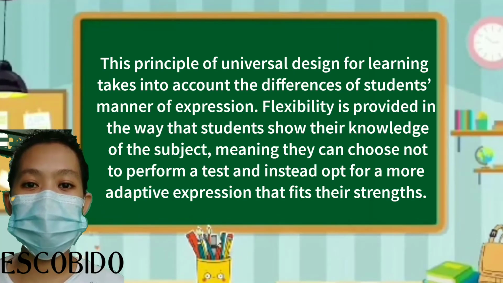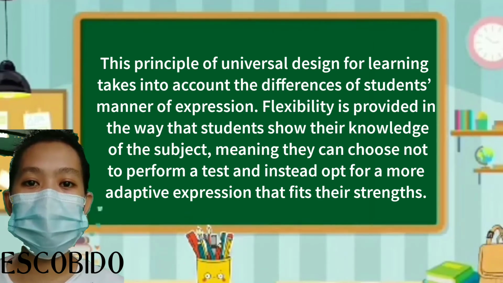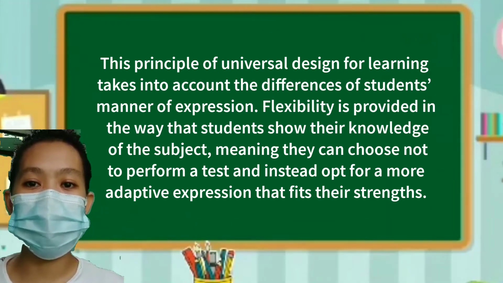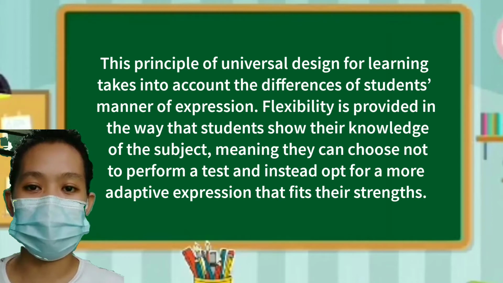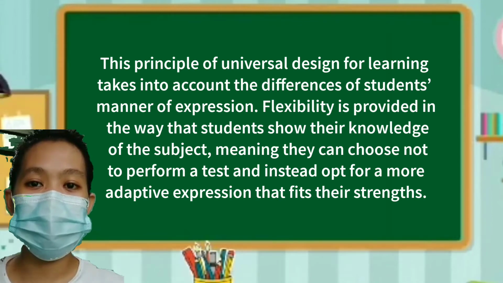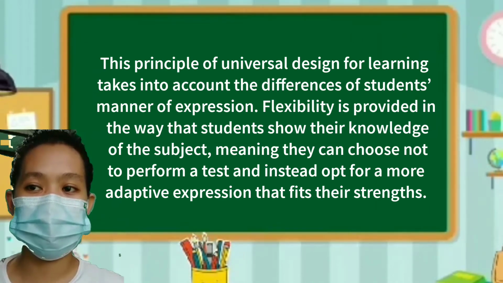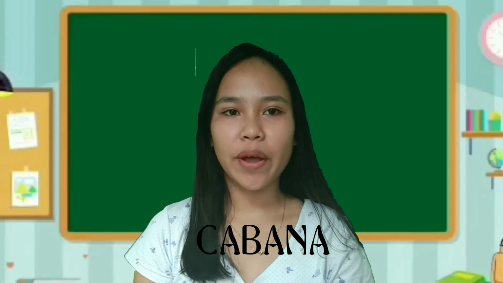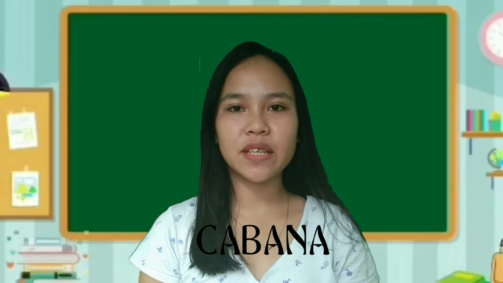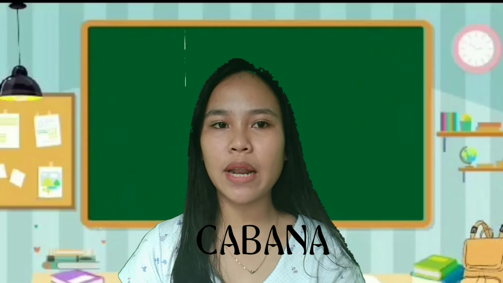This principle of Universal Design for Learning takes into account the differences in students' manner of expression. Flexibility is provided in the way that the students show their knowledge of the subject, meaning they can choose not to perform a test and instead opt for a more adaptive expression that fits their strengths. Now that you are already aware of the three principles of Universal Design for Learning, I hope that you will apply this to your teaching and learning process in your teaching career.